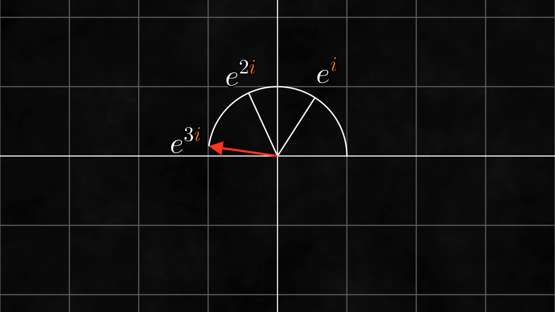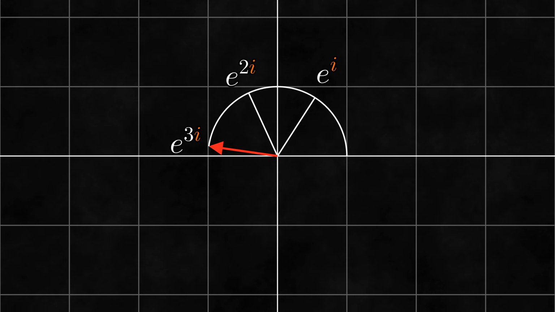Let's look at a few examples of what e to the ix equals for particular values of x. e to the I1, or just e to the I, is 1 unit around the outside of the unit circle. e to the 2i is here, and e to the 3i is here.